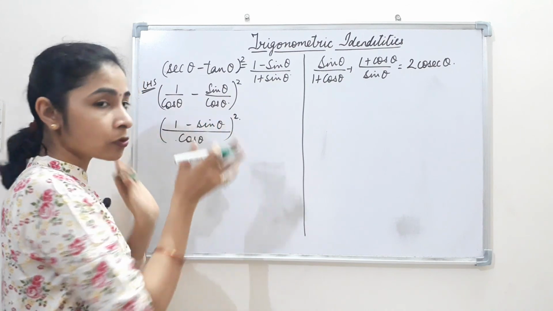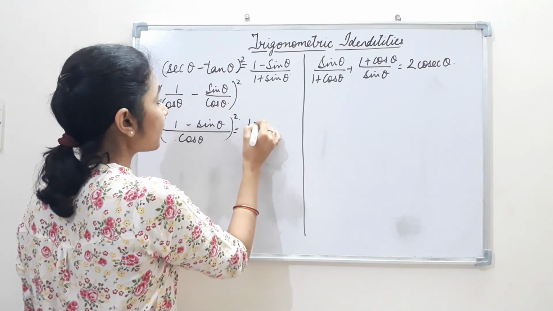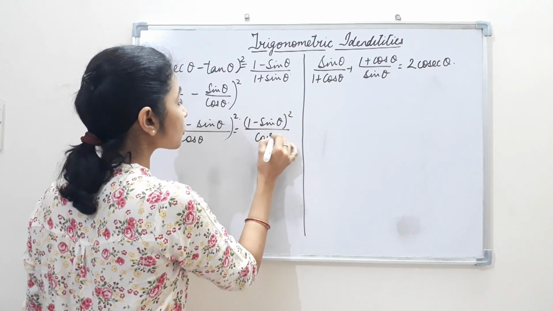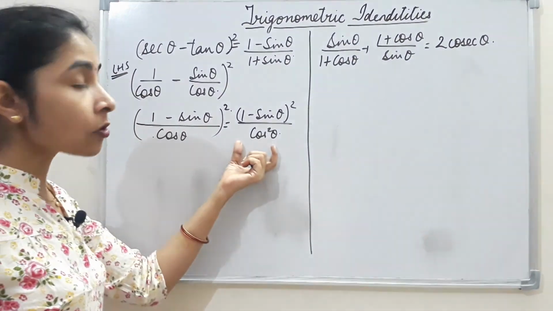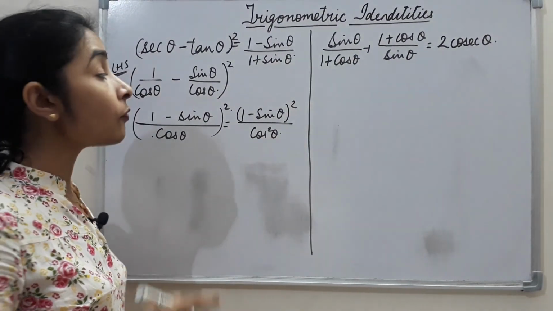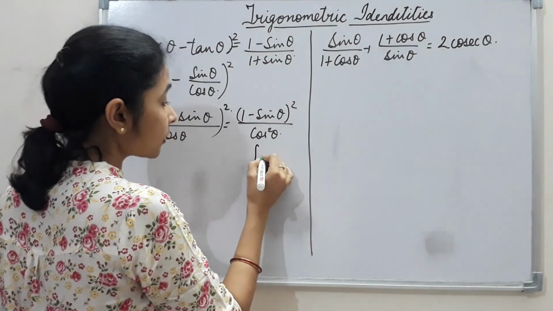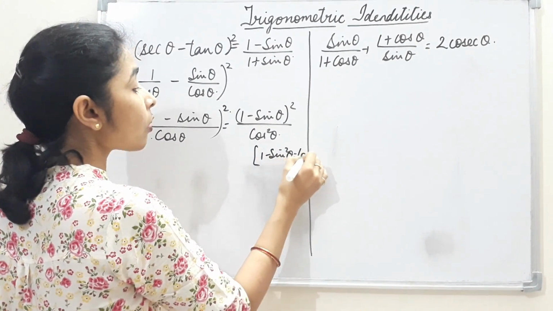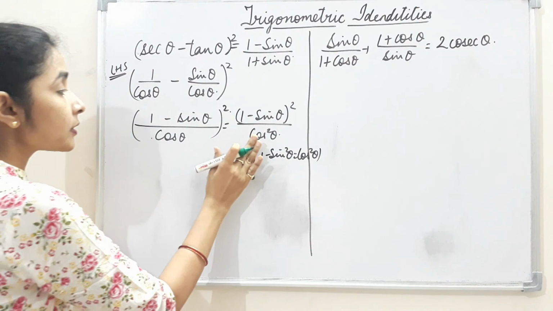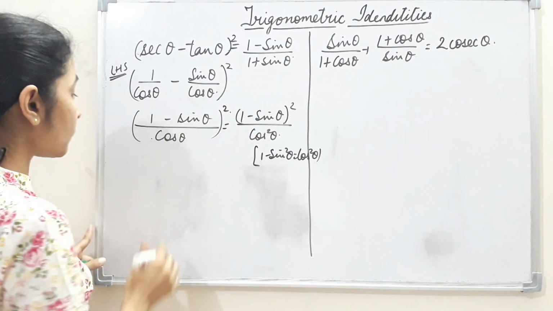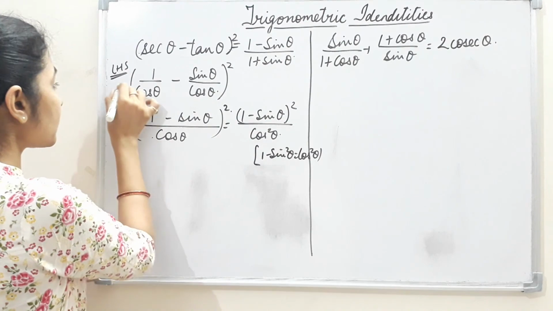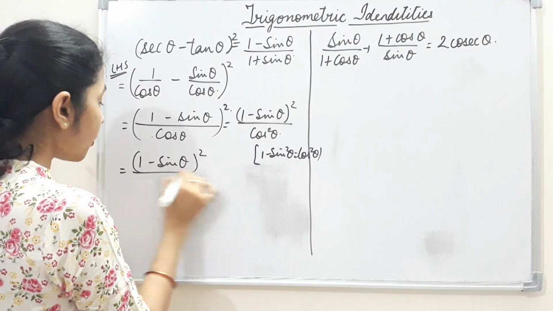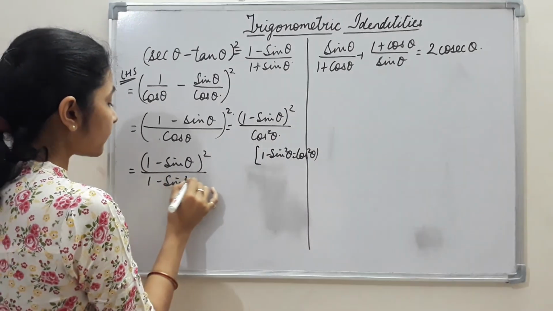If we square the whole thing, then what do we get? We get (1 minus sin theta) whole square, and in the denominator we get cos square theta. Now this cos square theta can be changed into 1 minus sin square theta, using the identity 1 minus sin square theta is equal to cos square theta. So I will change this into 1 minus sin square theta, and the numerator remains as it is. In the third step, we have (1 minus sin theta) whole square upon (1 minus sin square theta).